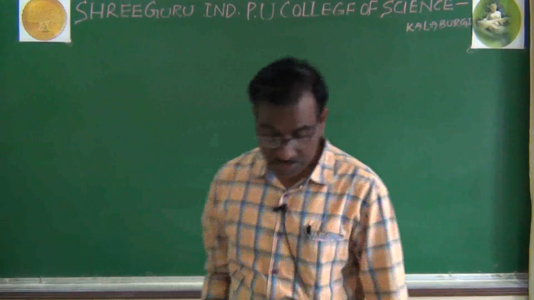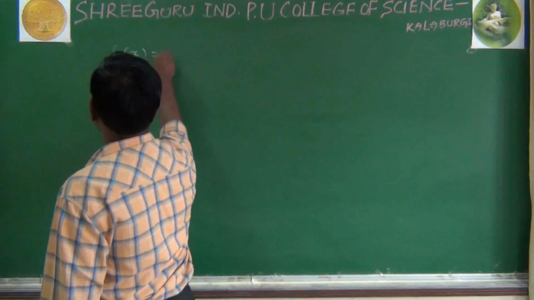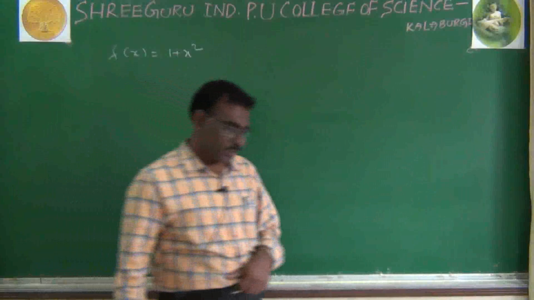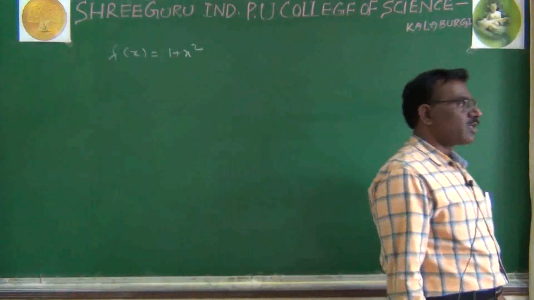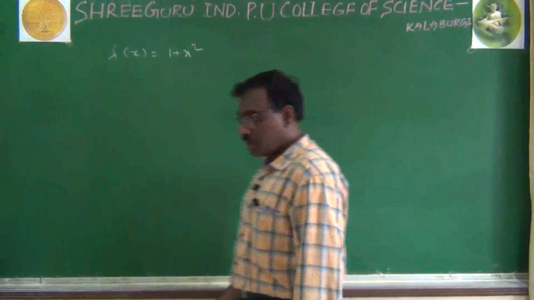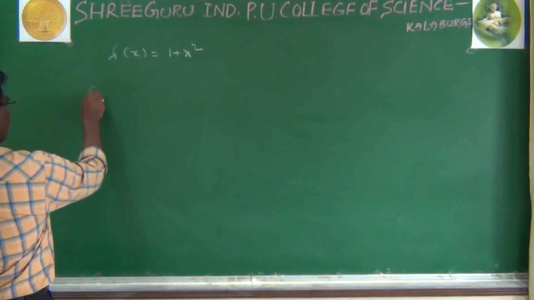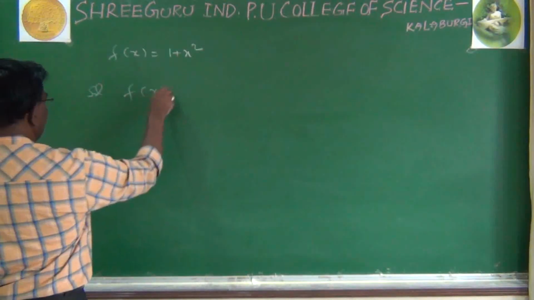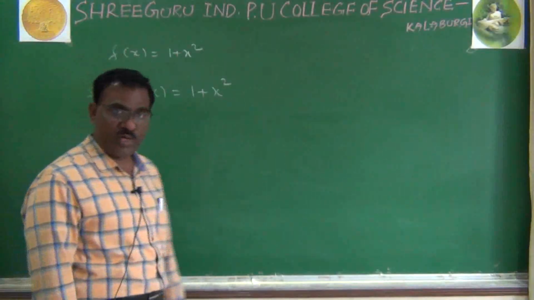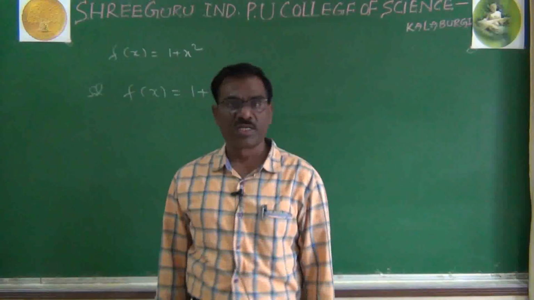Next problem, f of x equal to 1 plus x square. In this problem you have to state whether the function is one-one, onto, or a bijective function. Now it is a square quantity, f of x equal to 1 plus x square. Since it is x square, positive and negative values will give the same answer.